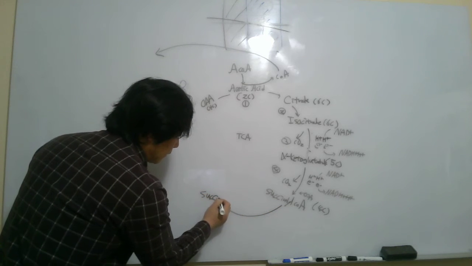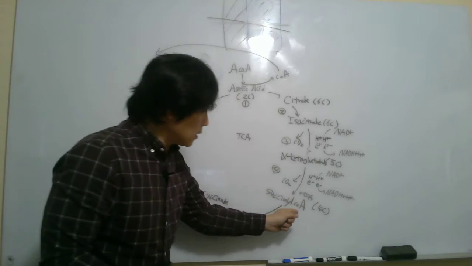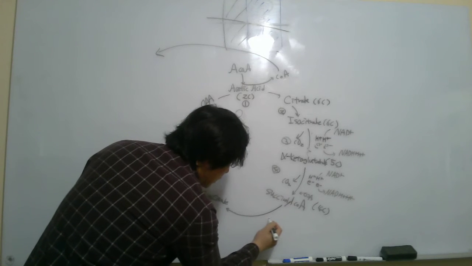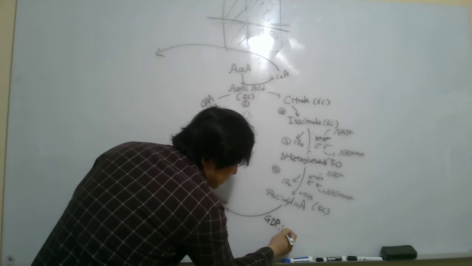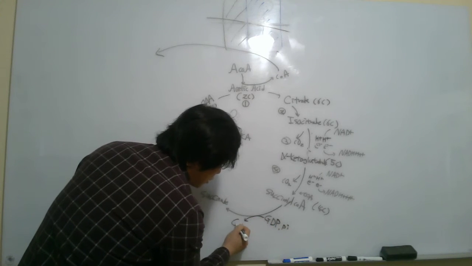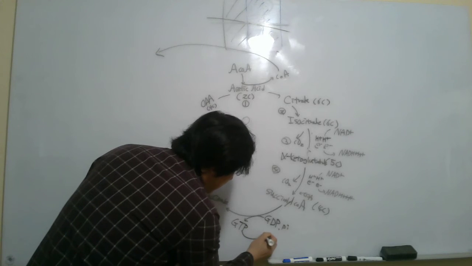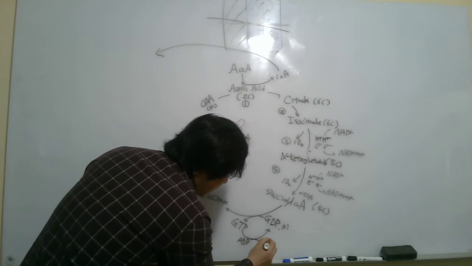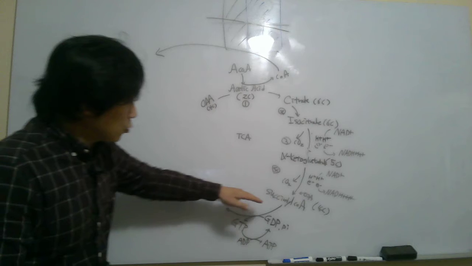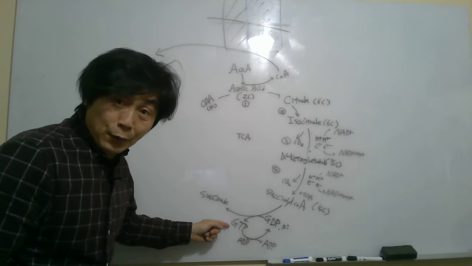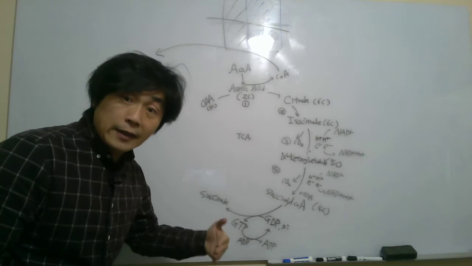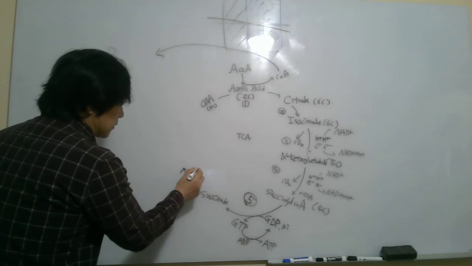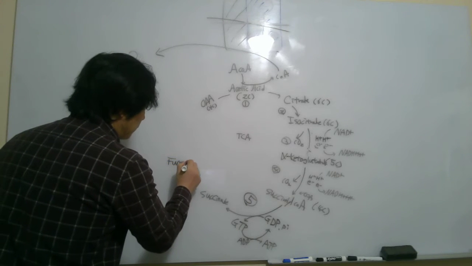Succinate. Succinyl coenzyme A, this coenzyme A gets out from here, and using that energy we can resynthesize GDP plus inorganic phosphate into GTP. But this GTP can resynthesize ADP to ATP, right? So this reaction releases GTP, or we can just say it releases ATP. So this is an ATP release reaction. This is reaction 5, and reaction 6 becomes fumarate.